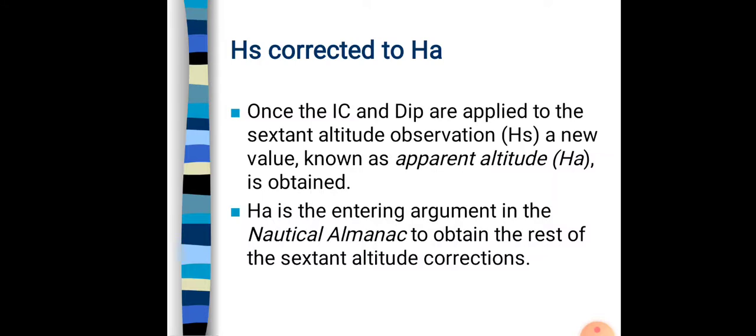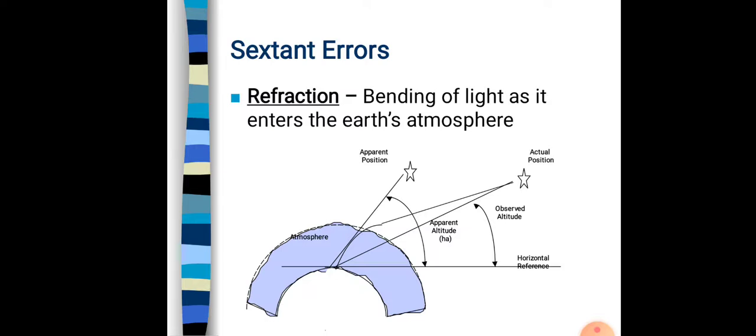Once the index error and dip are applied to the sextant altitude observation, a new value which is called apparent altitude is obtained. The apparent altitude is the entering argument in the Nautical Almanac to obtain the rest of the sextant altitude corrections. Another correction is refraction. Refraction is basically, as explained in the figure, the bending of light as it enters the earth's atmosphere. As you can see in the figure, the actual position and the apparent position of the star are different.